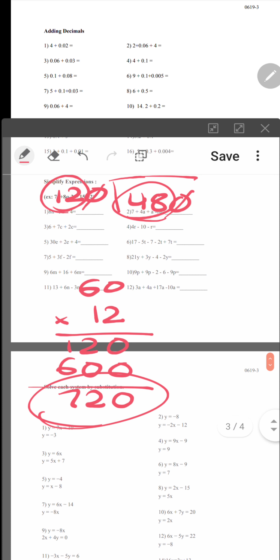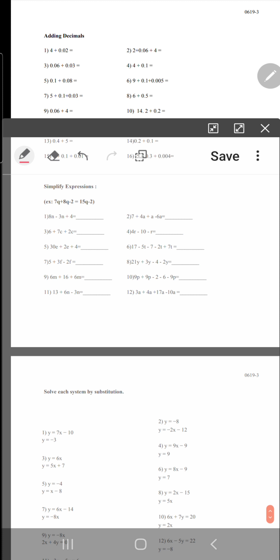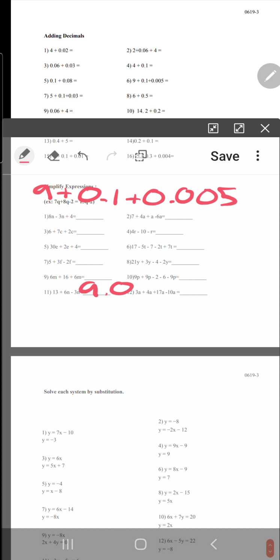So we'll try number 6. So when adding decimals, you always want to align the decimals together. What I mean by that is, so let's try 9 plus 0.1 plus 0.005. So align the decimals. Now 9's equivalent to 9.0, so 9.0. Then we have 0.1, 0.1, and 0.005, so 0.005.